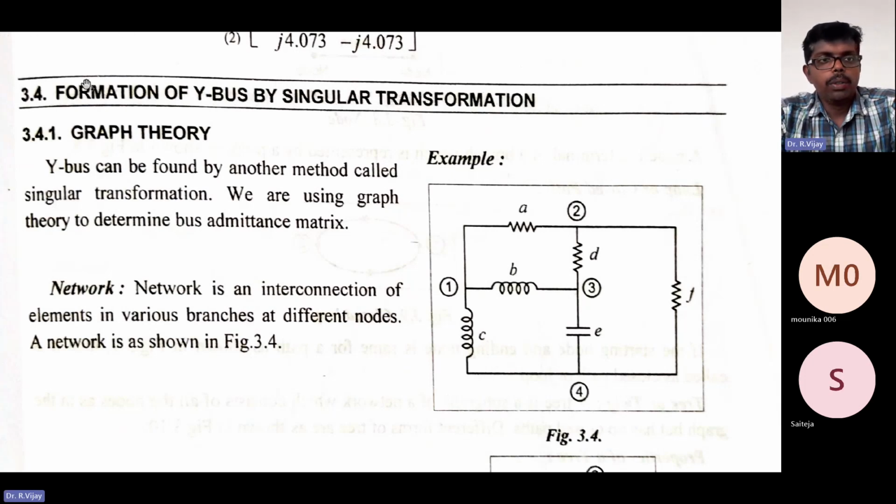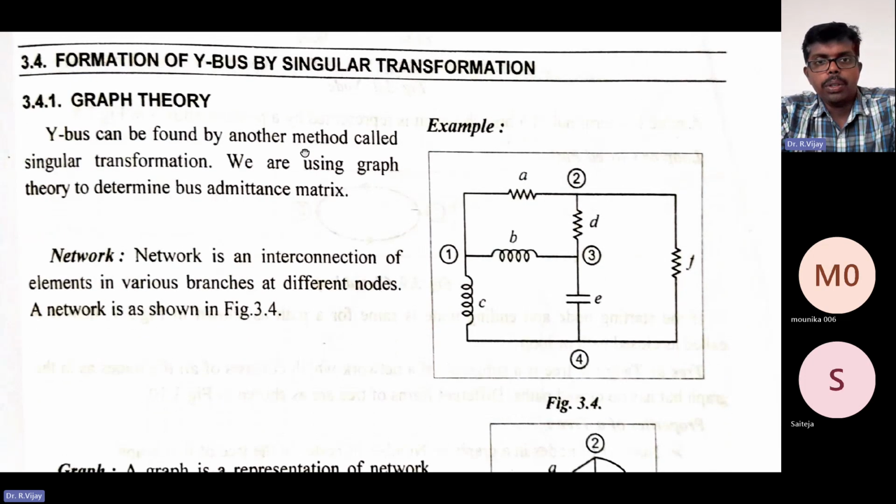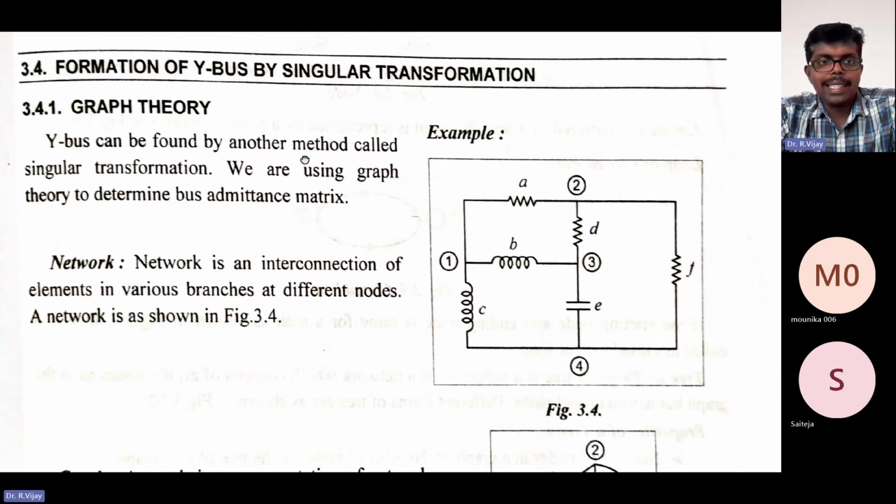So today we are going to see about formation of fibers by using singular transformation. Okay. So for that, you first need to know what graph theory is. Fibers can be found by another method known as singular transformation. We are using graph theory to determine the bus admittance matrix.